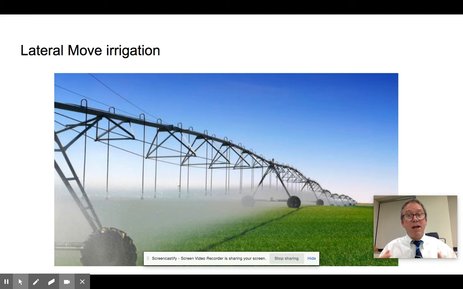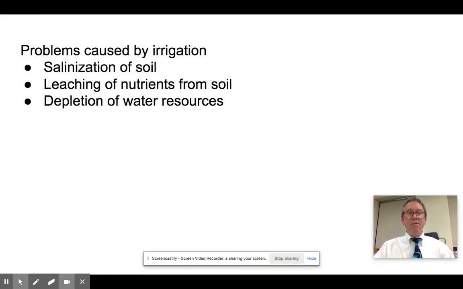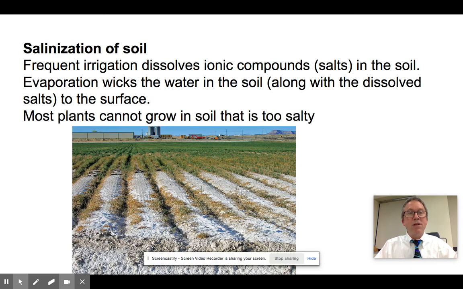But it takes a lot of water to get these crops to grow. And what does that mean? Well, we end up with depletion. Okay, so here are the things that happen. One is you can cause the salinization of water, you can leach nutrients from the soil, and you can run out of your water resources. Let's talk about salinization. So basically, when the water goes in, it dissolves some of the minerals, and those ionic compounds, which are going to be salts, are in the water.